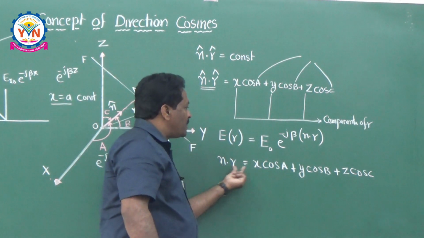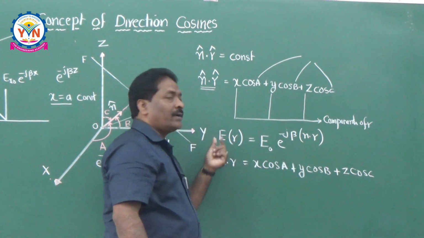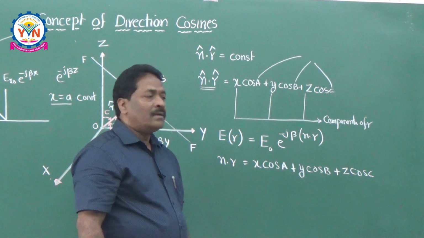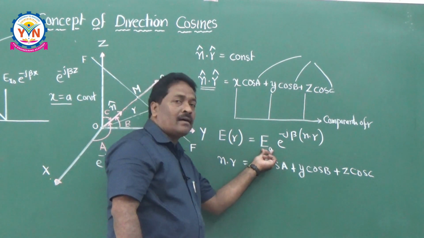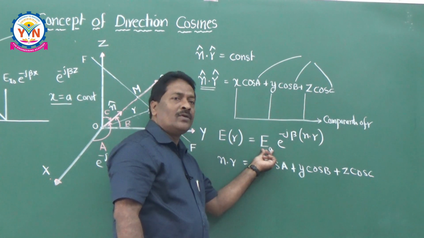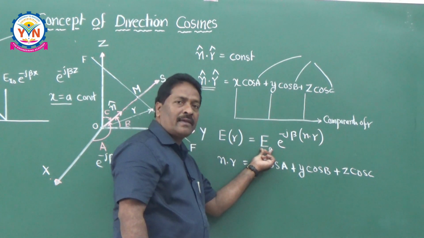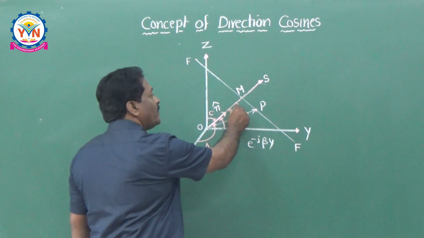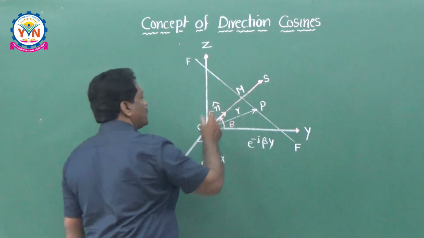Use this n dot r in this expression, and you are going to get a wave equation. Now, sometimes this E naught has both a real part as well as an imaginary part. So let us discuss this. Just now we have seen the way of writing the wave equation in an arbitrary direction.